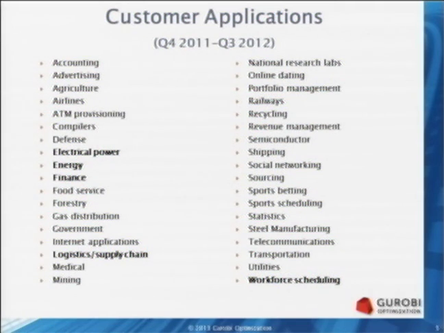On the topic of applicability, one thing we did was take a list of all of our customers for a one-year period, basically 2012, and try to classify them by application area. The bold ones are the ones that are more common: electrical power, energy, finance, logistics, and workforce scheduling. But as you can see, it's an extremely broad set of applications for the technology, and this is just one year's worth of applications.